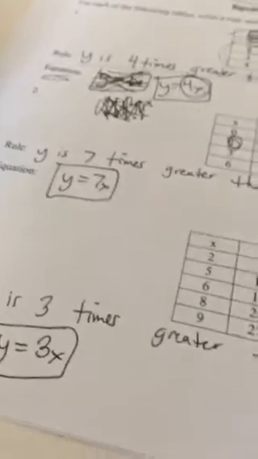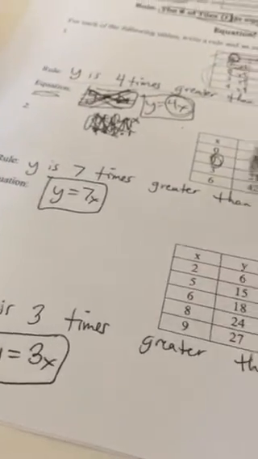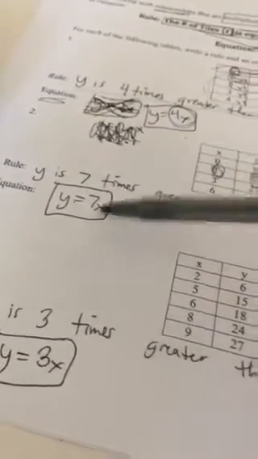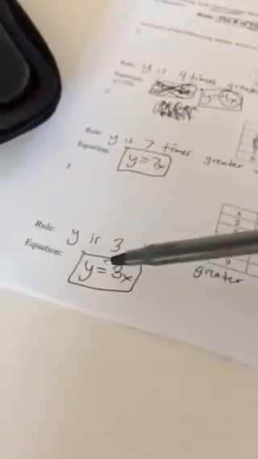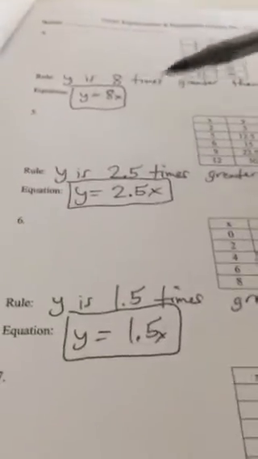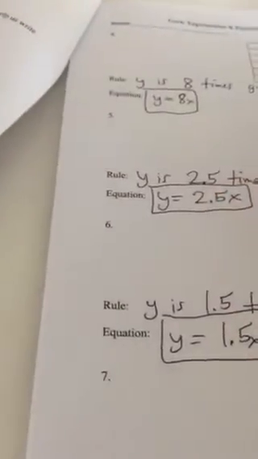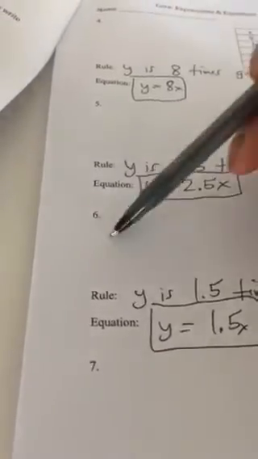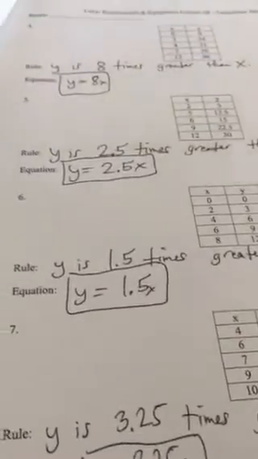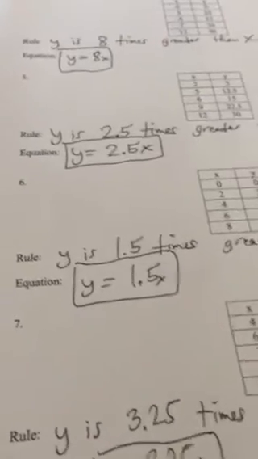So if you look at each one, that's what you're looking at, the relationship with x and y. They're all multiplicative, and that's 1 times 7. So y is 7 times greater, y equals 7x. Number 3, y equals 3x. Number 4, y equals 8x. Numbers 5, 6, and 7 get a little tougher.